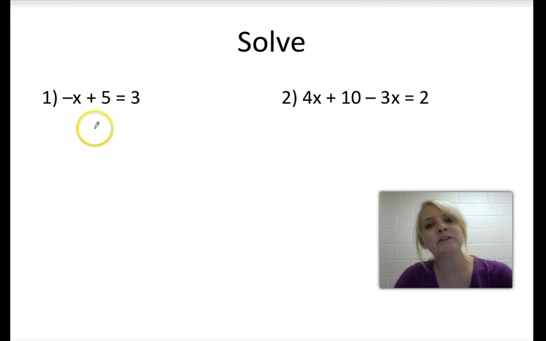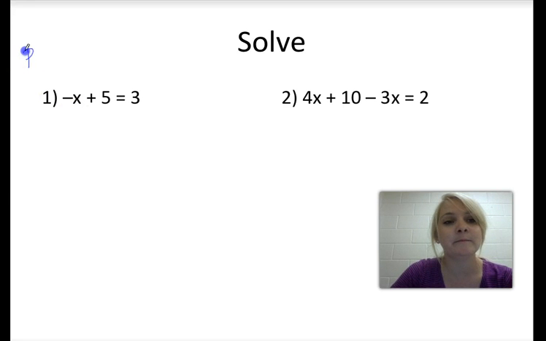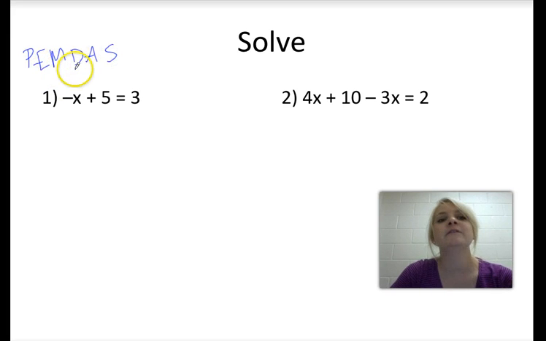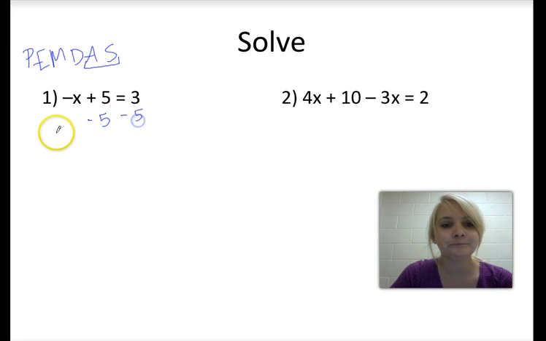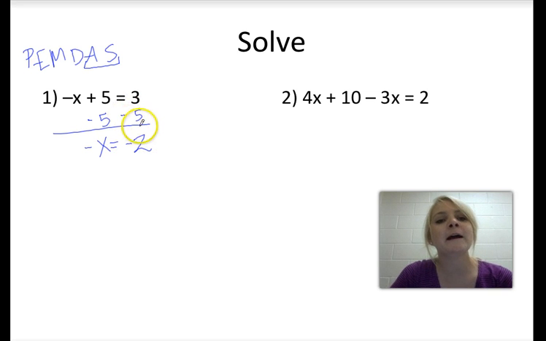Now, when you're solving equations, you're doing the opposite of PEMDAS. So instead of doing the parentheses first, exponents, multiplication, division, addition, subtraction, we're going the reverse. So we're looking at what's being added or subtracted to the variable. So that's a positive 5. And then we're using that inverse operation. So instead of adding 5 to both sides, we're going to subtract. So we get negative x equals negative 2. Because we have 3 minus 5.